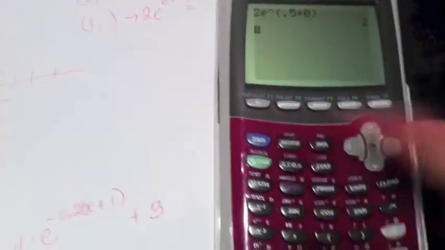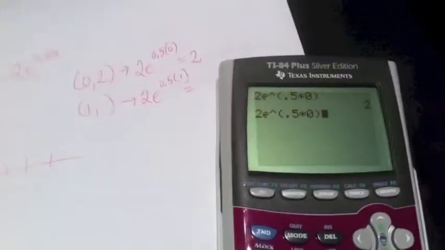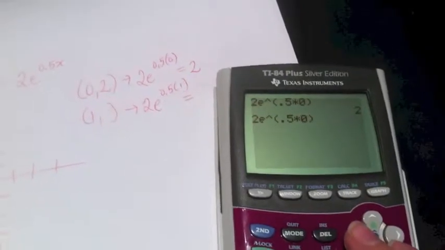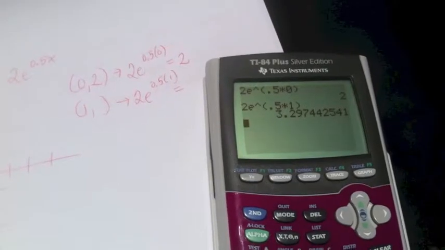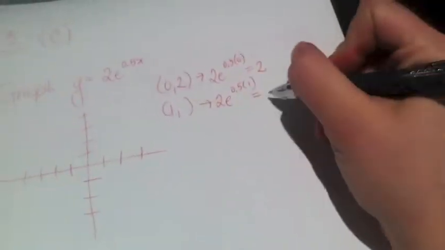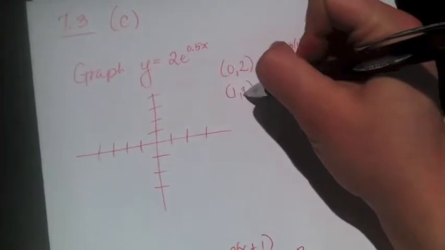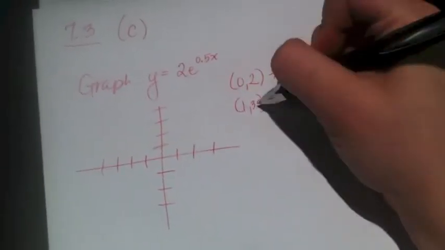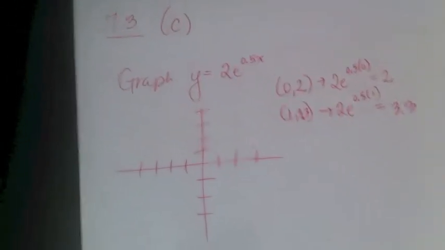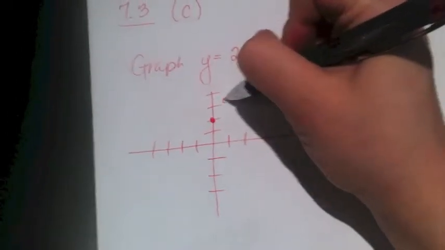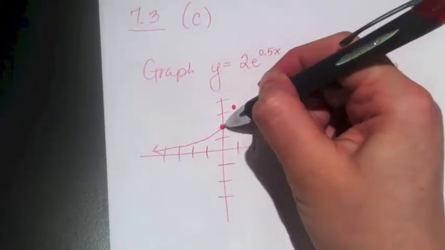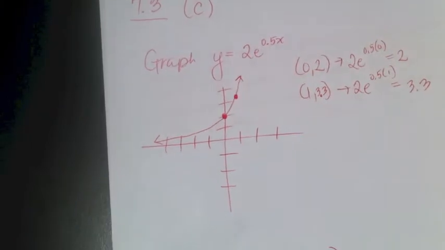Same thing, remember the shortcut, you could just do second enter. So second enter brings up what I just typed in, and I'm just going to change that to 1. And that gives me, I'll say 3.3. So I have 2 points, 0, 2, and 1, 3.3, right around there, and it's going to look just like an exponential growth function. Just like that.